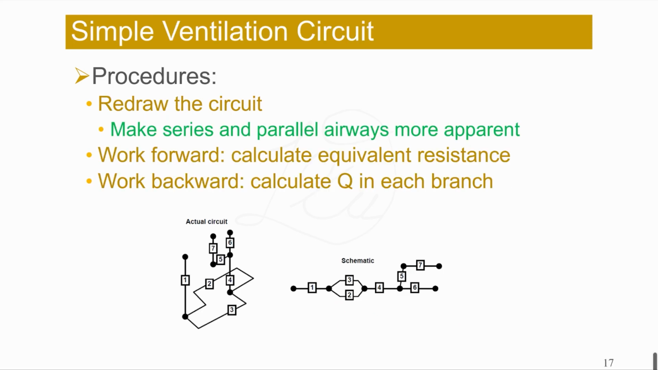Alright, in this video we have gone through the procedures to solve a simple ventilation network. So there are 3 steps we need to follow. The first one is to redraw the circuit so the relationships between the airways are easier to identify. The second step is to work forward to calculate the equivalent resistance of the entire mine and thus calculate the total pressure drop of the mine. And finally, we can work backward to calculate the quantity in each of the airways.